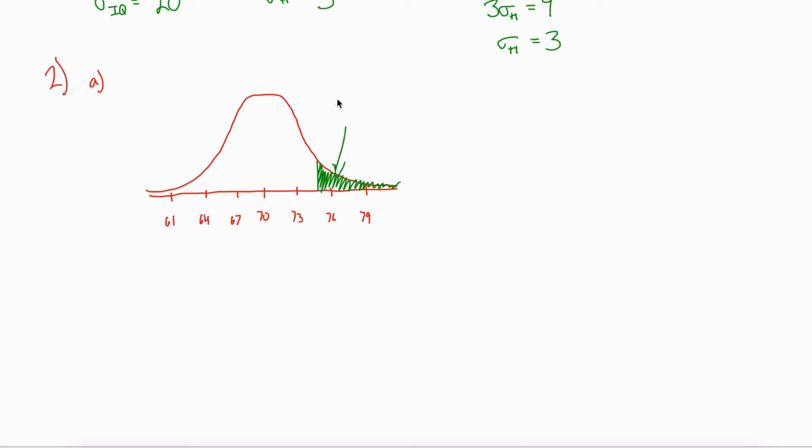These are the proportion of people taller than me.